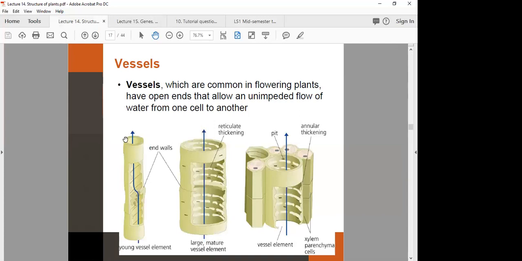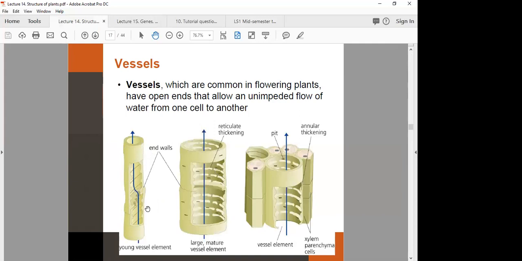So let's look at that here. Here's one vessel element and here's a second one. You can see they're stacked on top of each other. They look more like little tubes than what you would typically expect to see from a cell. And here's the open end of one of the vessel elements, and you'll see the same thing at the other end, if you could see that properly.